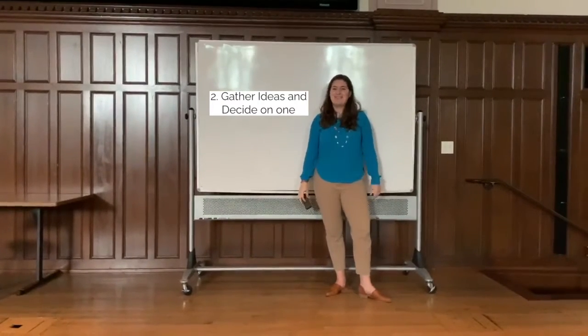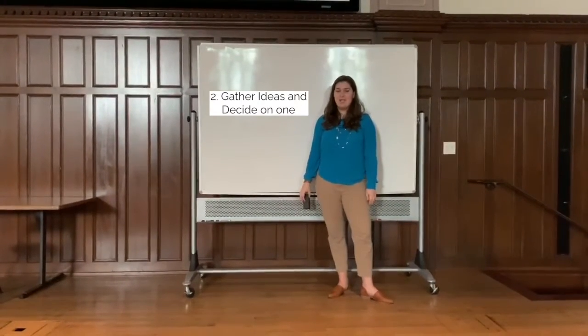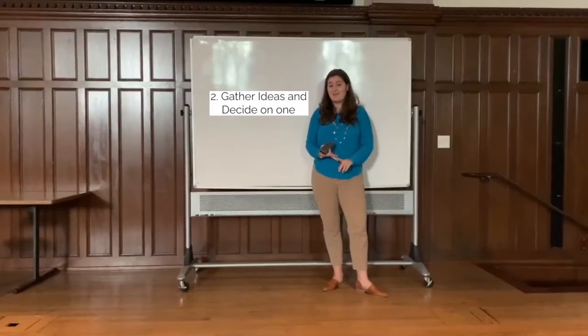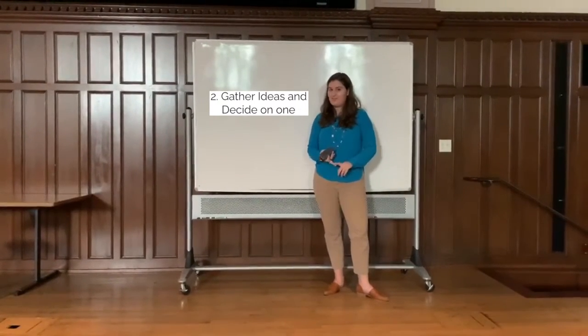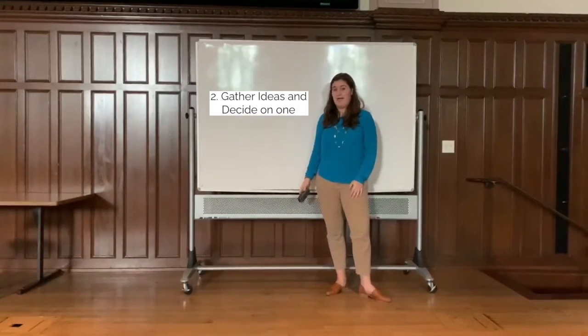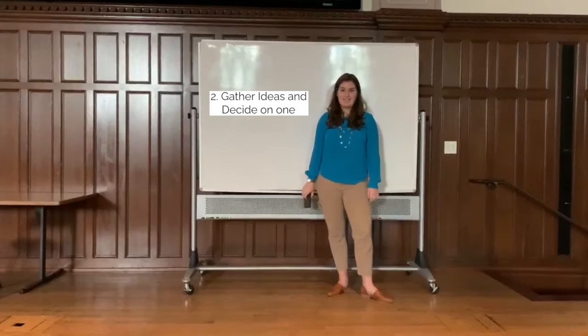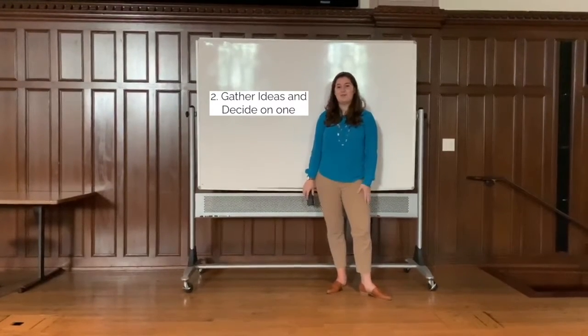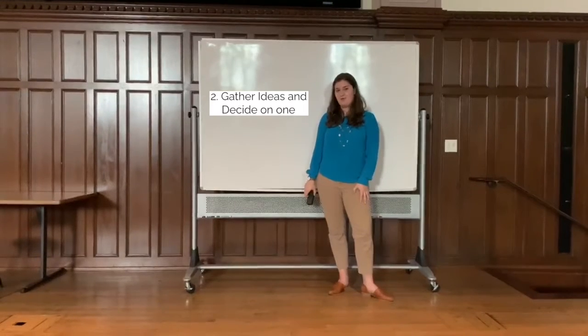So step 2 is to gather ideas and decide on one. You want to make sure you use the resources of people around you, faculty, other students, professors, who can help you decide on what's the best way to hold your event and what kind of event you want to have. You can use different brainstorming techniques like the keep scratch method or the paper ball method to help you determine what's the best kind of event that your club can hold.